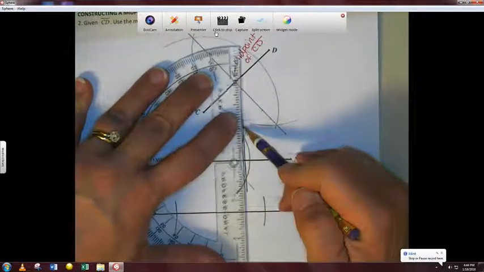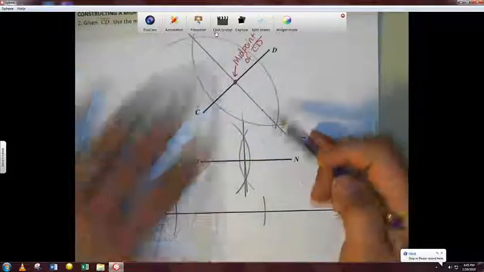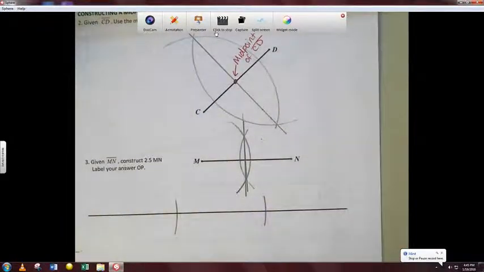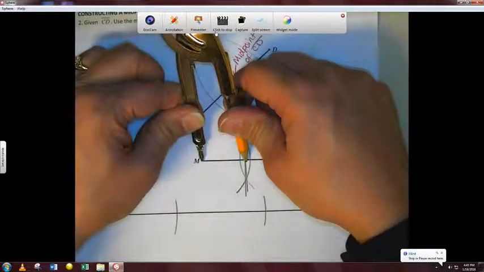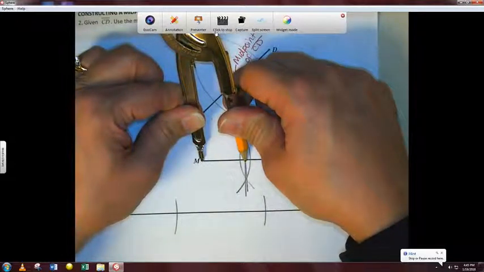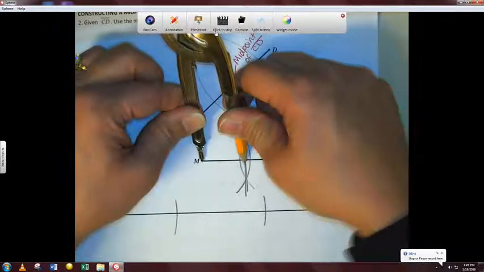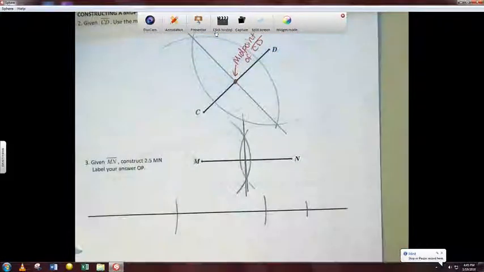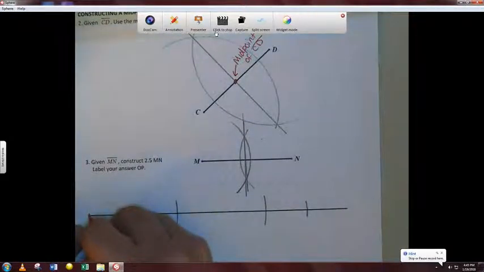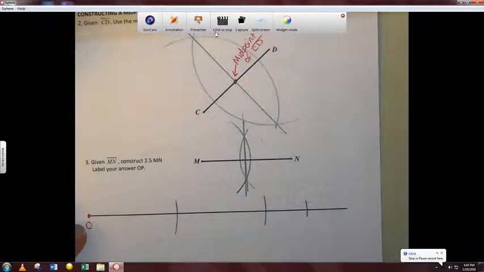Oops. So now, from either endpoint to where the perpendicular bisector intersects the segment, that's half of MN. And now I've made a segment that is 2.5 times MN. So that segment begins here at the end of the line at O, and it finishes here at P.